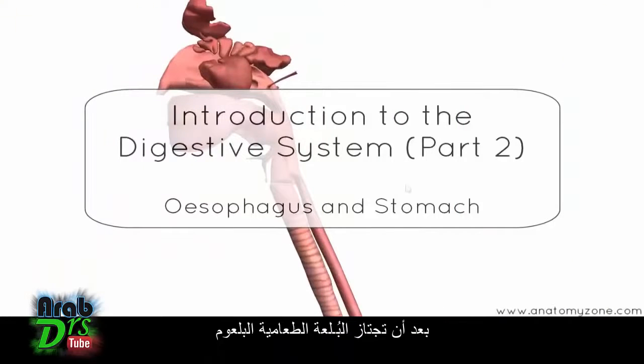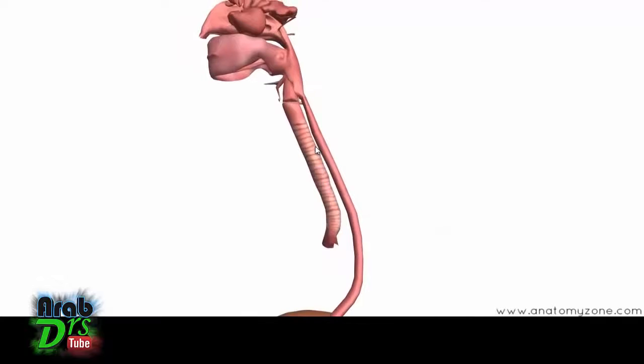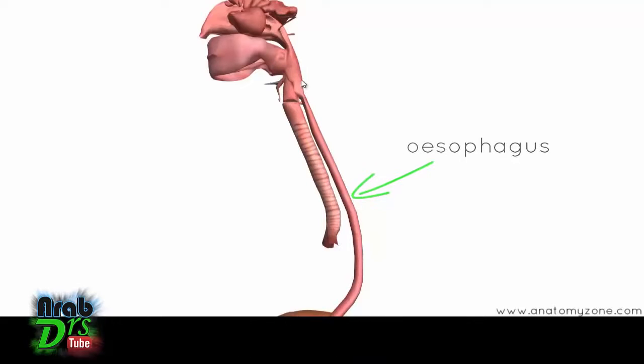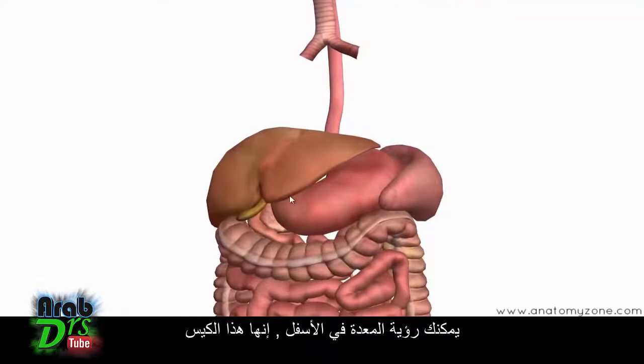So after the bolus of food passes from the pharynx, it enters into the esophagus, which I mentioned before. So the esophagus is another long muscular tube. This tube is about 25 centimeters long, and it joins the laryngopharynx to the stomach. You can see the stomach below, this sac here.